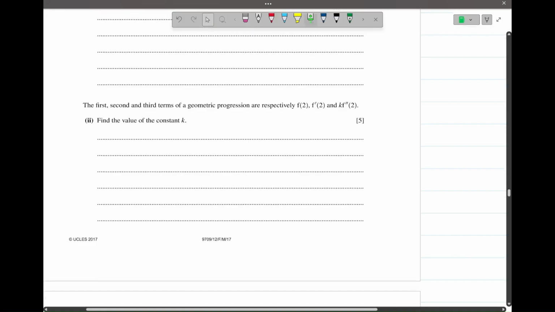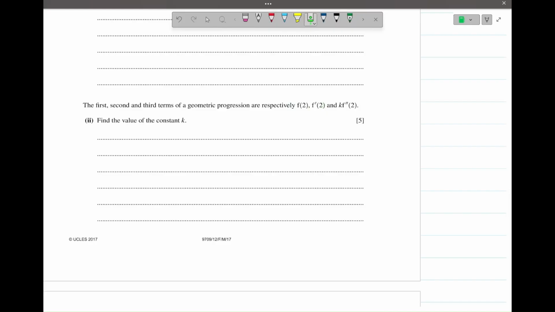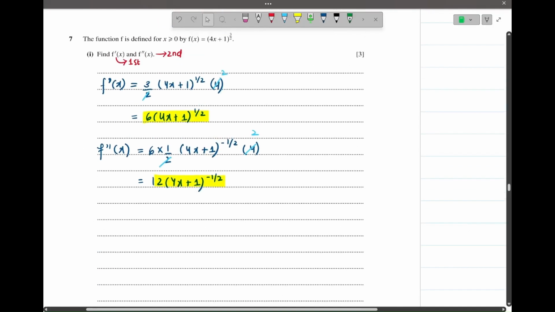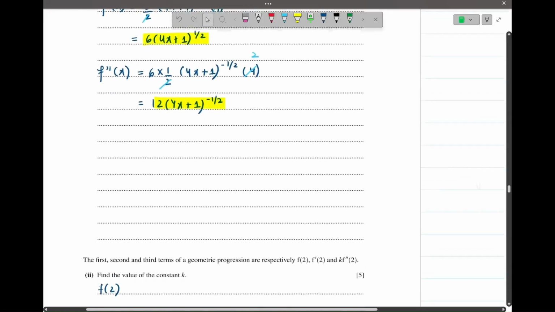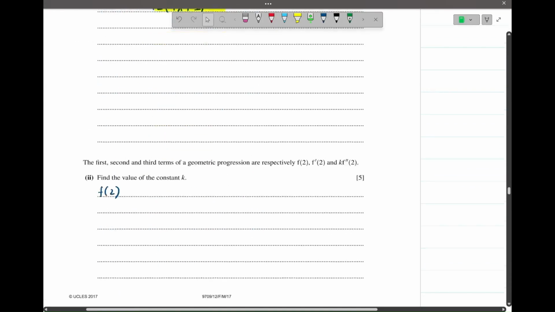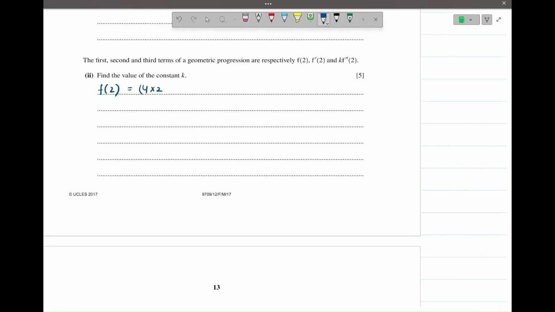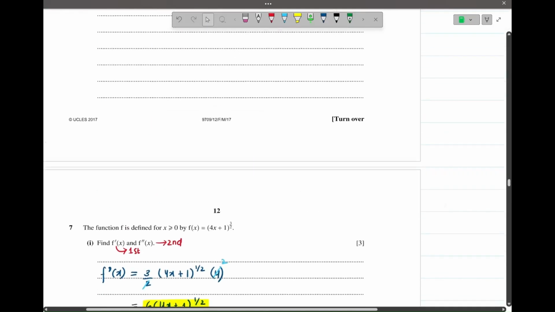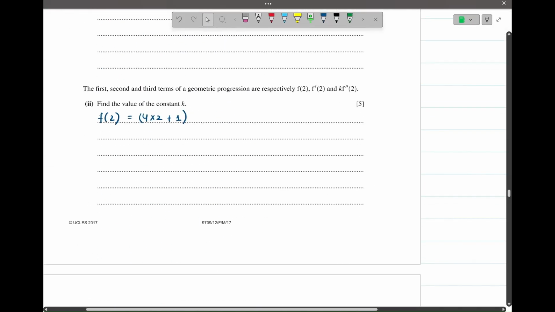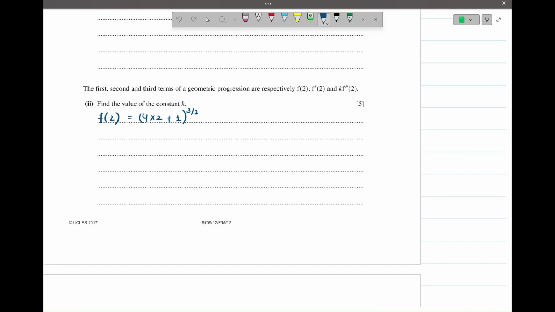The first, second, and third terms of a geometric progression are respectively f of 2, f prime of 2, and k f double prime of 2. So let's try to figure out these expressions one by one. First, I'm going to figure out f of 2. That's basically going to be 2 inputted into the actual equation, raised to power 3 over 2. So if I just calculate this, that's going to be 9 raised to power 3 by 2, which is 27.